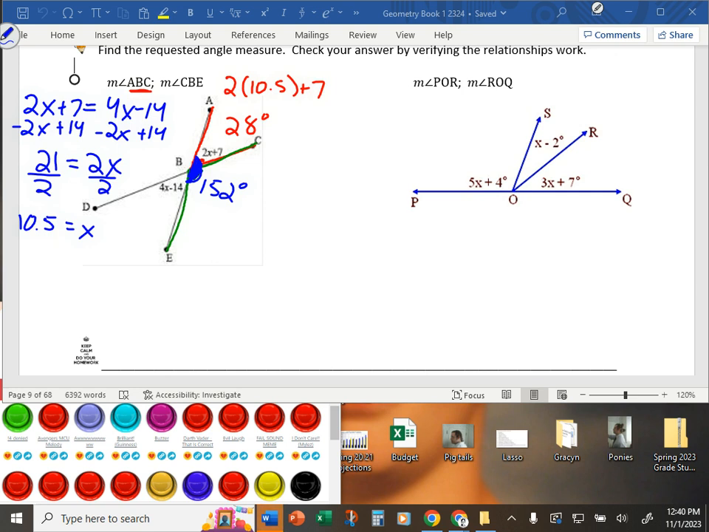What the relationship is, right? You can even tell me, yeah, they're vertical angles, but if you don't know what that means, how are you going to get this equation? You have to know what their relationship is.